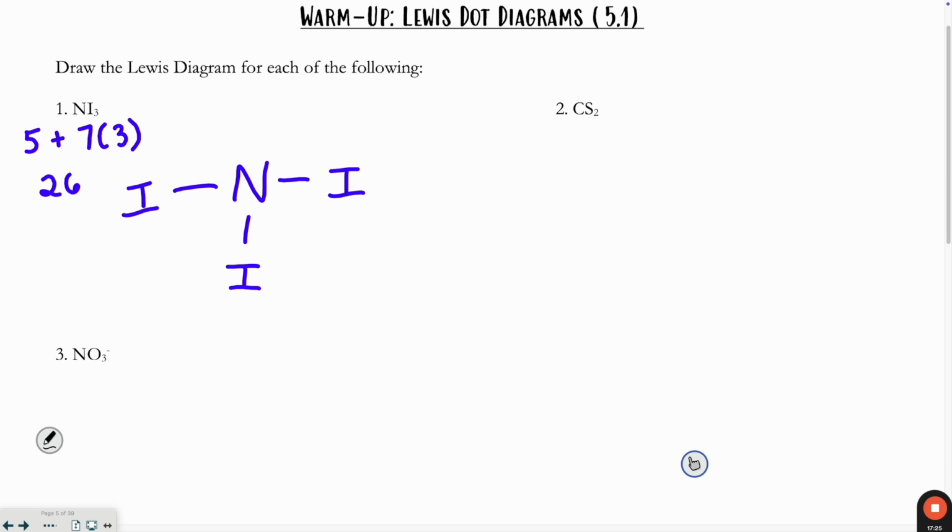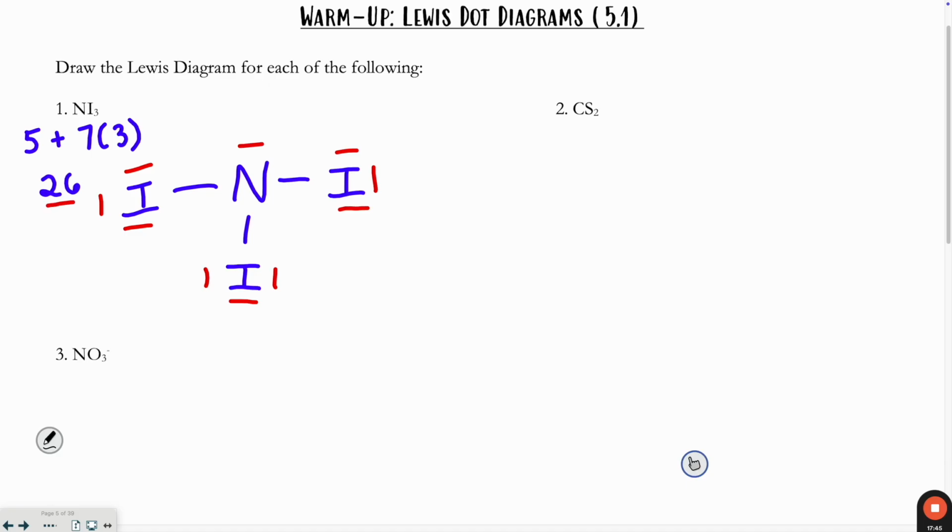Next step is add lone pairs of electrons. I want everyone to have 8. So iodine right now has 2, 4, 6, 8. Nitrogen has 2, 4, 6, 8. Now I'm going to go back and make sure I'm only using 26 valence electrons.